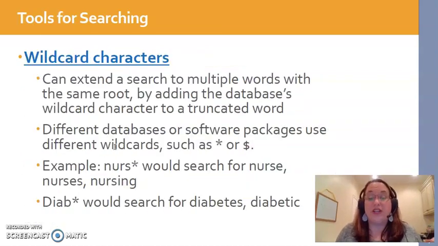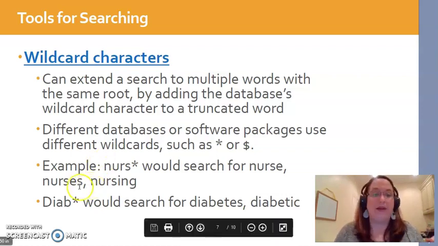Another tool for searching that I want to mention is called truncation, or the use of wildcard characters. Sometimes searching is trial and error. I'm not going to lie. You have to kind of play with the keywords that you enter until you figure out what's going to work best for you. But sometimes we can use these wildcards to give us a better output for our search. So you can see a couple of examples.